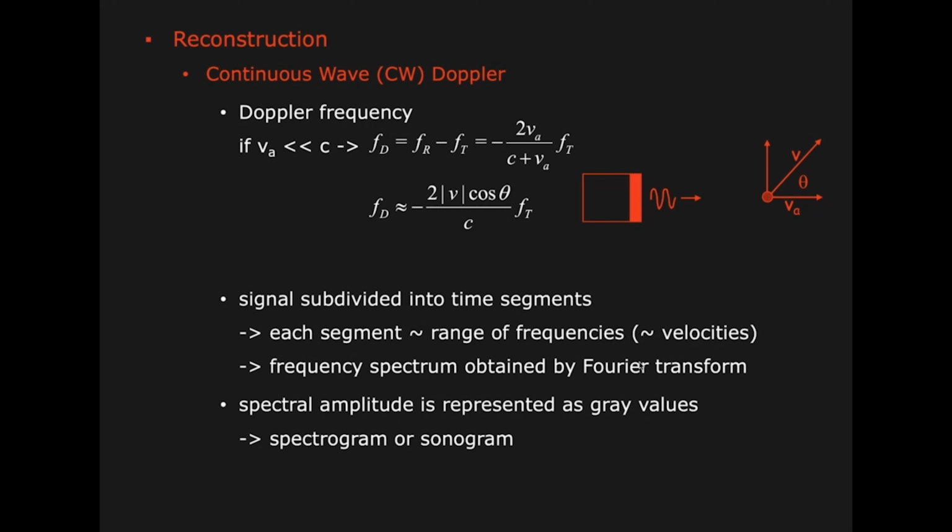send out a purely sinusoidal wave, so a pure sine wave with just one frequency. And if we then measure the received frequency, the shift in this received frequency compared to the initial frequency is related to the velocity.